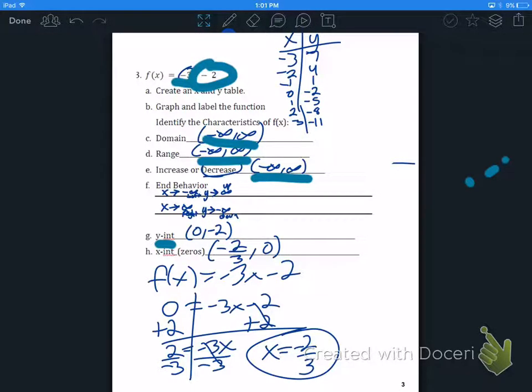And my x-intercept, I plugged in 0 for y. Added 2 to both sides, divided by -3. My x-intercept is (-2/3, 0).